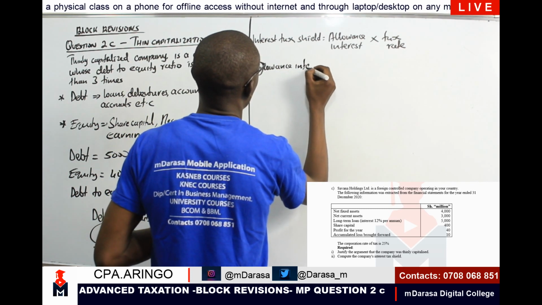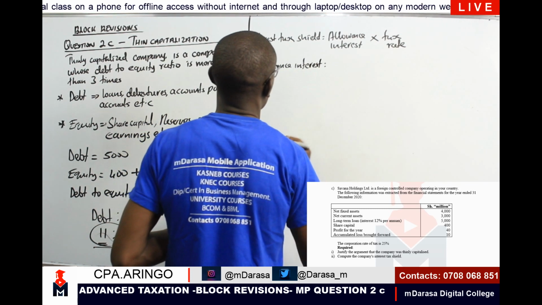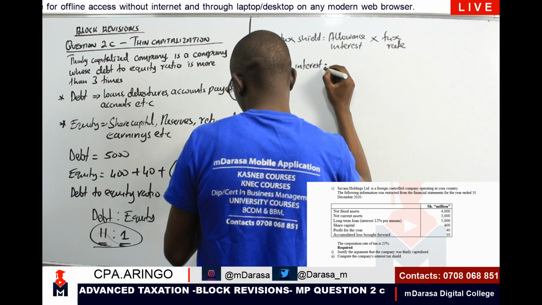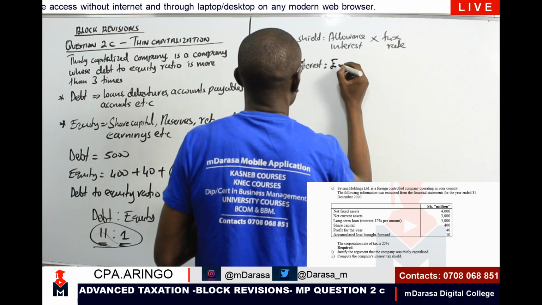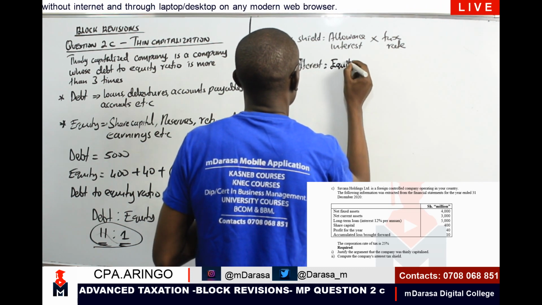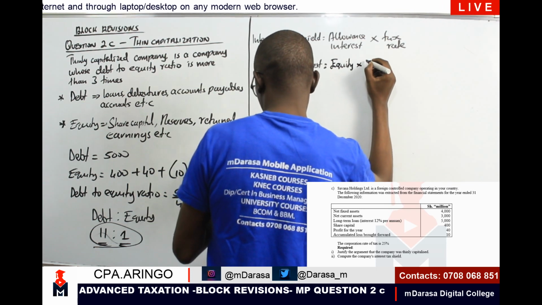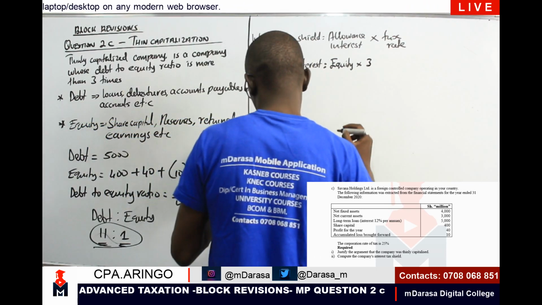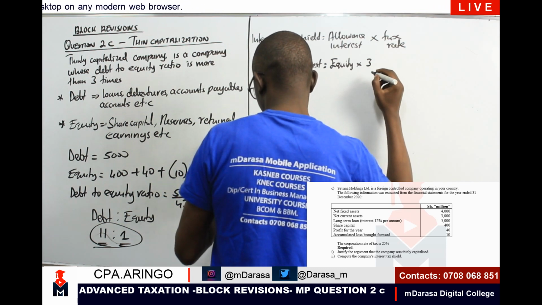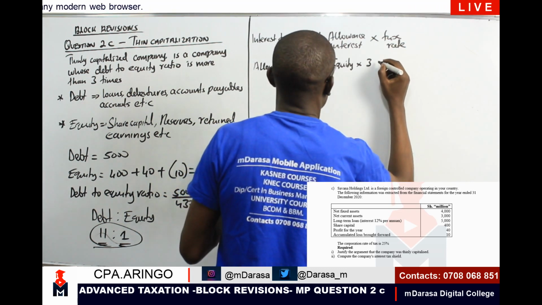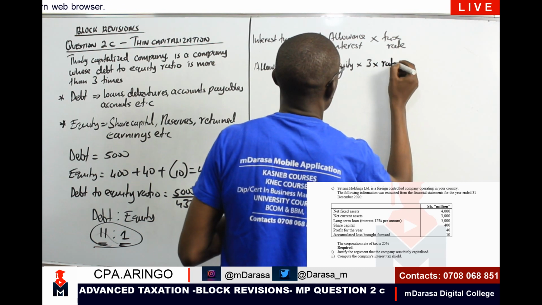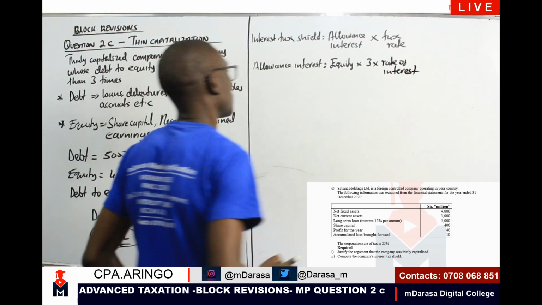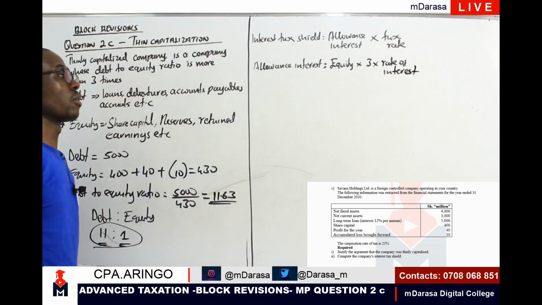To determine your allowance interest, my good students, always remember that we'll be taking our equity, multiplied by 3 because of the component of thin capitalization in this context, times the rate of interest. That will give us our allowance interest.